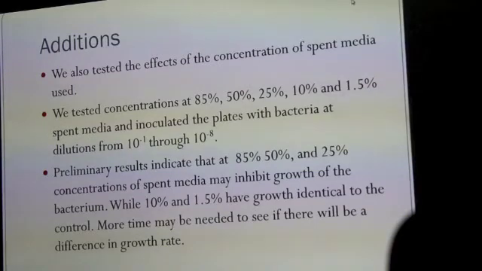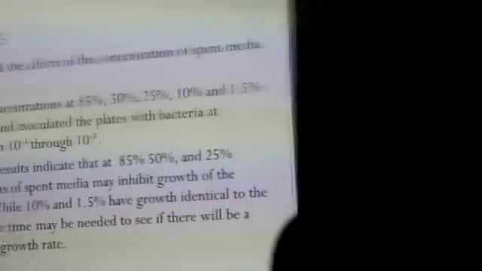We also tested the effects of the concentration of spent media. So instead of using only 1.5% as in the previous experiment, we used 85%, 50%, 25%, 10%, and 1.5%, and a control of 0%, and inoculated the plates with dilutions of 10 to the -1 to 10 to the -8. Preliminary results have shown that 85%, 50%, and 25% concentrations may actually inhibit the growth, while 10% and 1.5% are very similar to the control. So we may need more time to see if there's going to be a difference between the 10% and 1.5% as compared to the control.